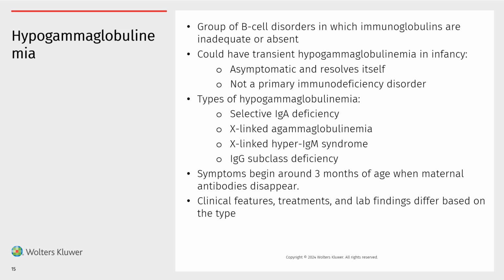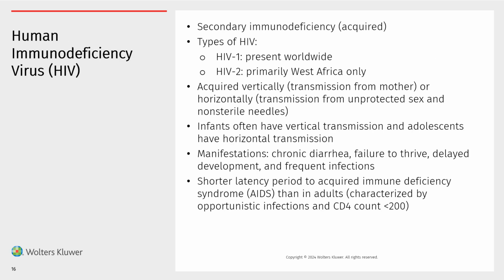Hypogammaglobulinemia. It's a group of B cell disorders in which immunoglobulins are inadequate or absent. There are several different types of that. Symptoms begin around 3 months. You can have secondary immunodeficiency occur with human immunodeficiency virus. HIV-1 is present worldwide.